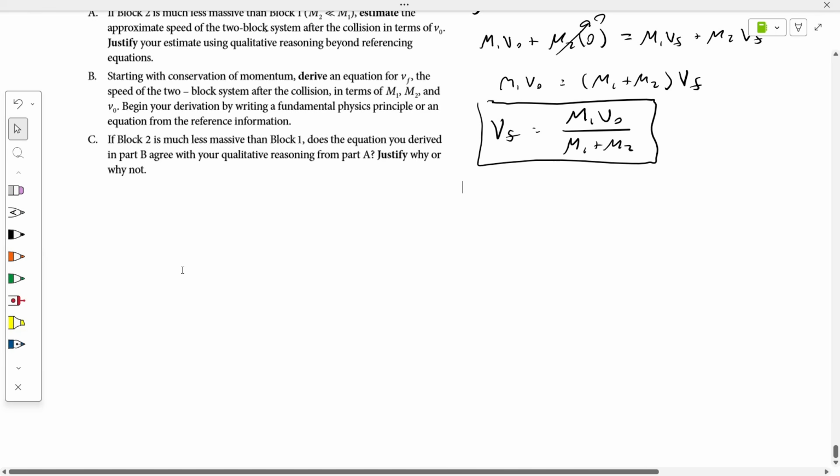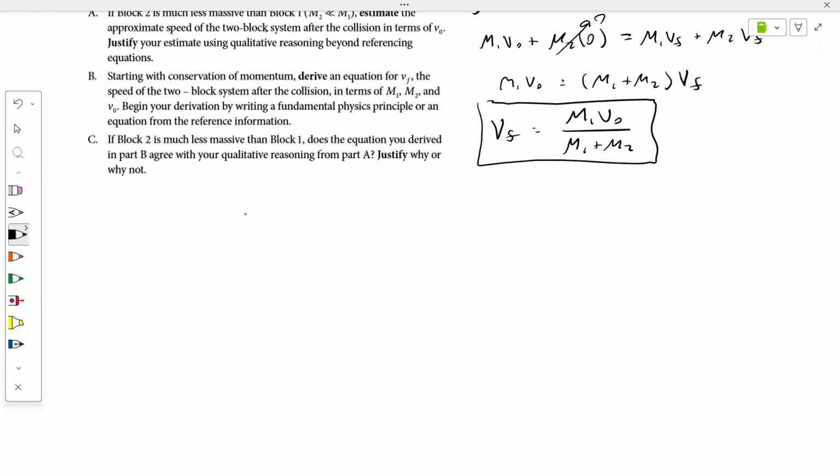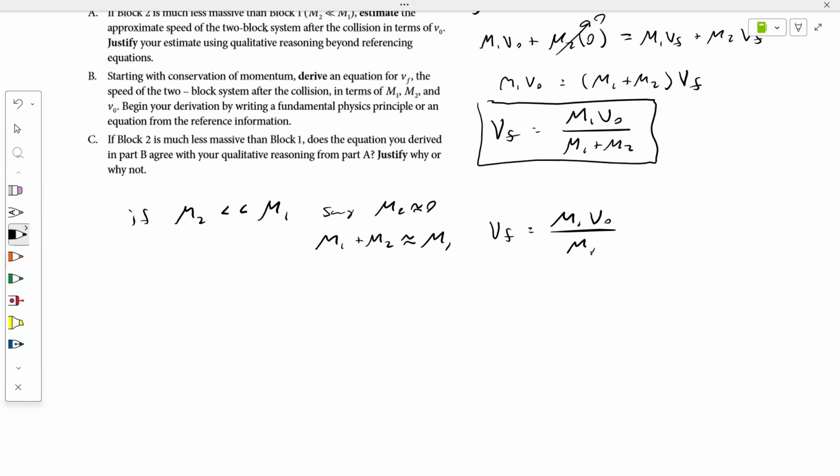We can show that if m2 is much less than m1, then m2 is about 0 in comparison. Really, what we can say is that m1 plus m2 is going to be about equal to just m1 because m2 is so insignificantly small. And when this happens, vf equals m1 v naught over m1. These m1's cancel and it equals v naught, so we get vf equals v naught. So yes, it agrees.